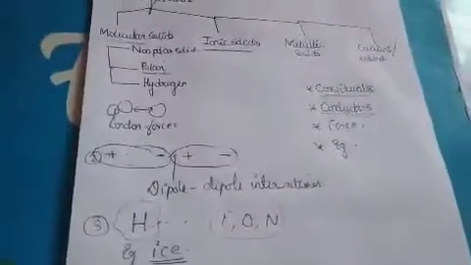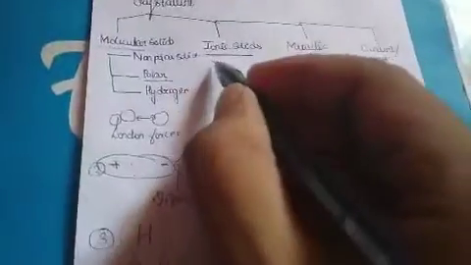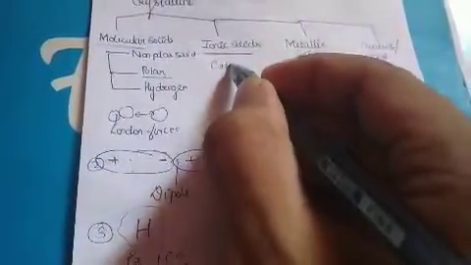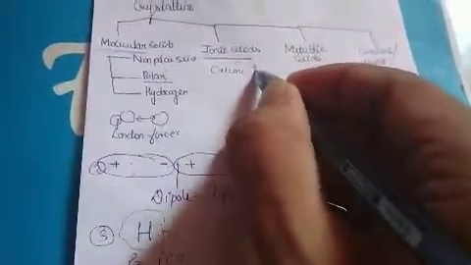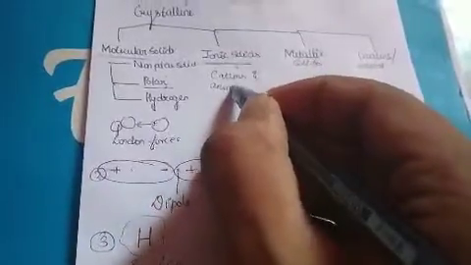Coming to the ionic solids, the name itself indicates what its constituent particles will be. They will be cations and anions.